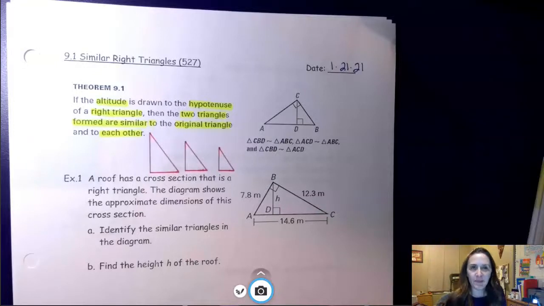Hi, welcome. We are doing notes 9-1 today, which is page 20 in your note guides. We're going to be talking about similar triangles, similar right triangles specifically.